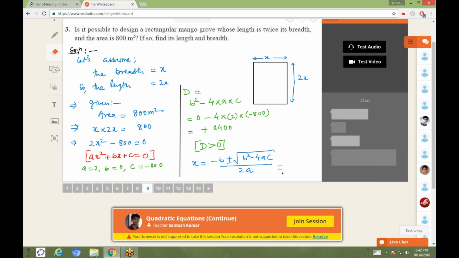Now solve for this equation, Akanksha and Mufassir. You just need to substitute the value of a, b, c here, and already we have found the D. So no need to solve for the discriminant. You just need to place the value of b and a here, and discriminant as 6400, and the square root of that will be 80. Right?